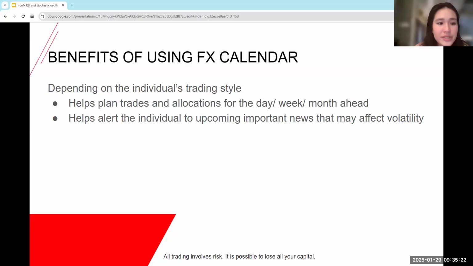Okay, so a couple of benefits. It helps you to plan your trades for the day, week, month ahead, and alerts you to any upcoming important news that might affect volatility.